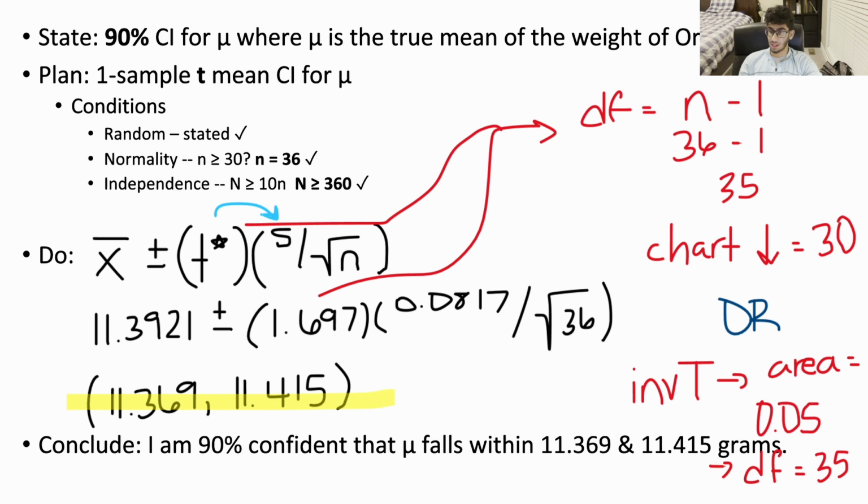But on our chart, we don't have a 35, so we go to the lowest one that's closest to 35, which is 30, and that's how we get 1.697. Or if you go to inverse t on your calculator, the area in this case would be 0.05, because anytime you're finding a t or z, you have to use the area of the tail of the curve. So if we're using a 90% curve, there's 10% left, and 10% divided by 2 is 0.05 on both sides. That's what you put for your area, and your DF is 35, and you should get something really close to 1.697 as your t. And that's that.